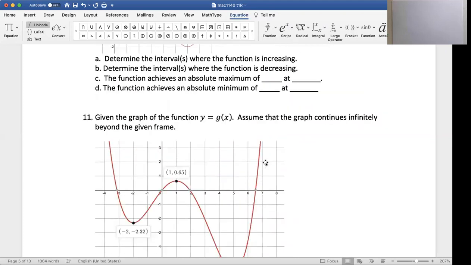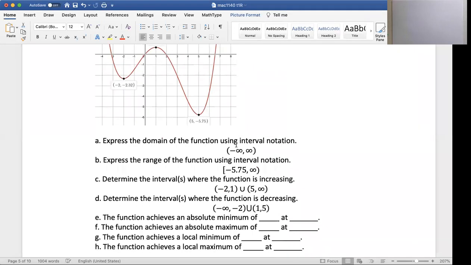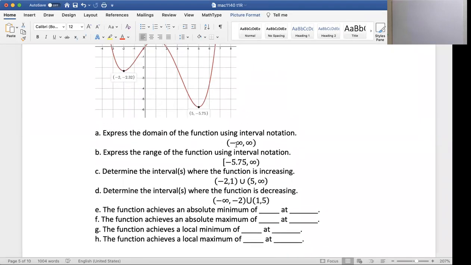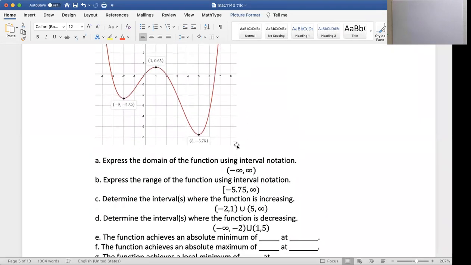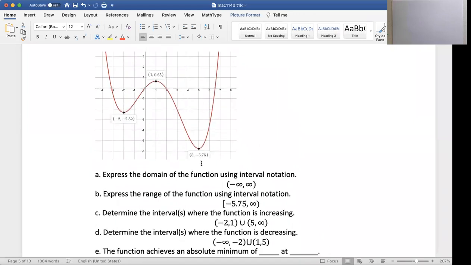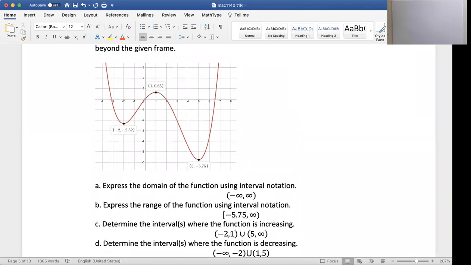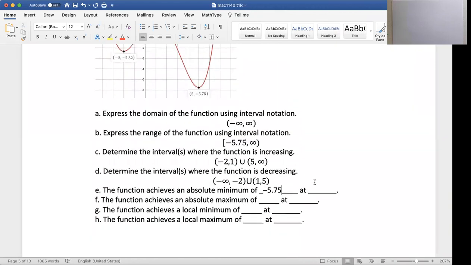And then the last question we need, let me shrink this so I can actually see the question. It achieves an absolute max of what? Absolute minimum. What is the lowest value I ever see? Lowest value I ever see, negative 5.75. Where? At x equals 5.